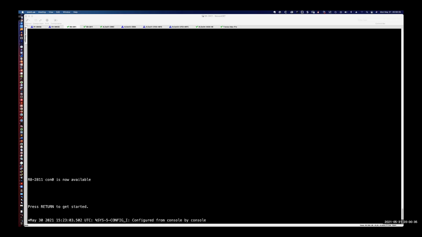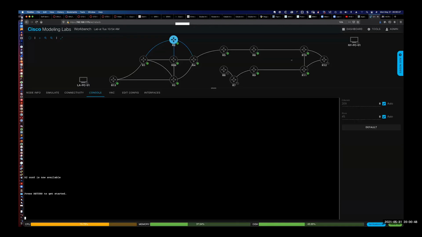All right, so it is Monday, May 31st, Memorial Day, and it is 8 o'clock. And so we're going to go ahead and get started with some EIGRP that we want to talk about this week. And this will be the first of many EIGRP sessions.